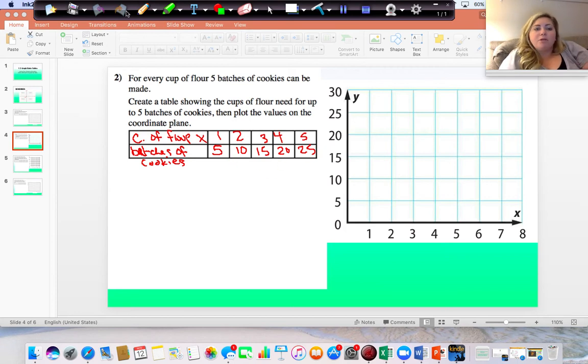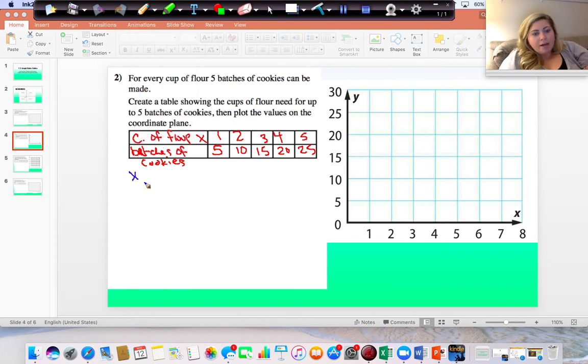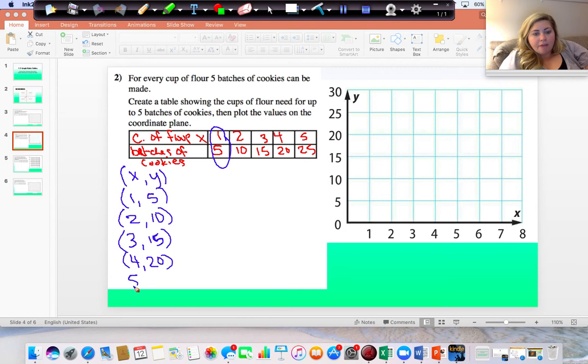Okay, so when we go to make our ordered pairs, remember we've got an X value and a Y value. Remember they go up and down. So we've got 1, 5, 2, 10, 3, 15, 4, 20, and 5, 25.